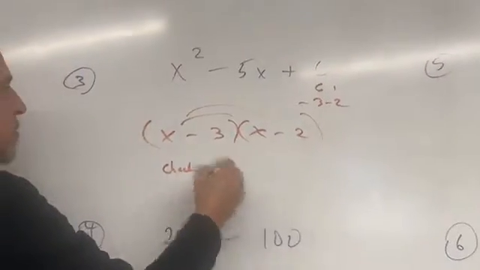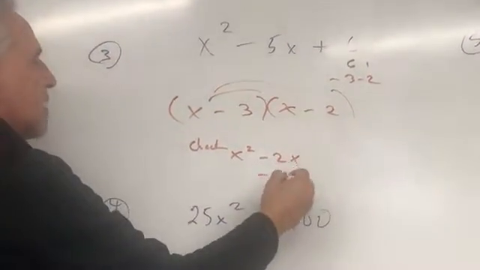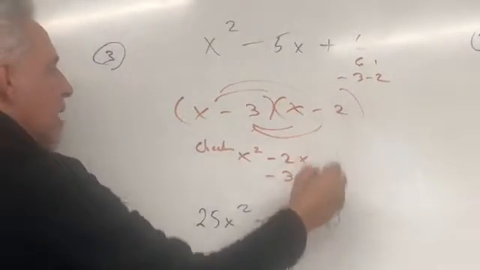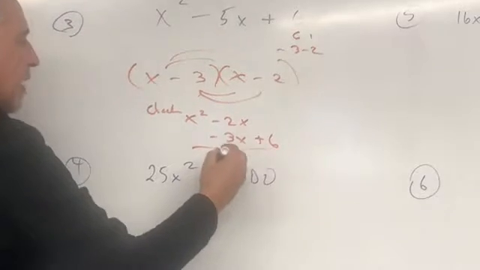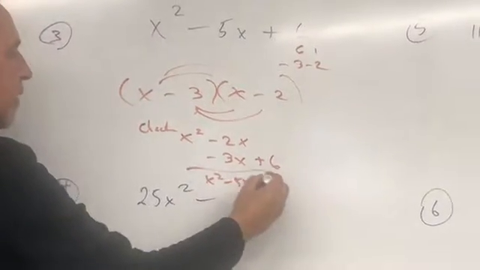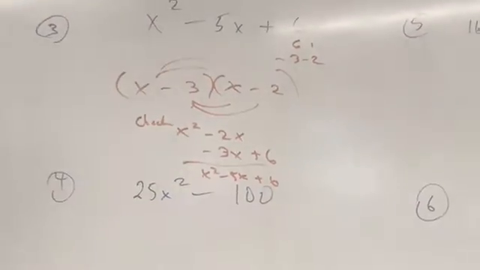X times x is x squared. We got minus 2x there, minus 3x here, and then minus 2 times minus 3 is plus 6. We got that on the end. This is all going to add up: x squared minus 5x plus 6. So there's our check. We have it.